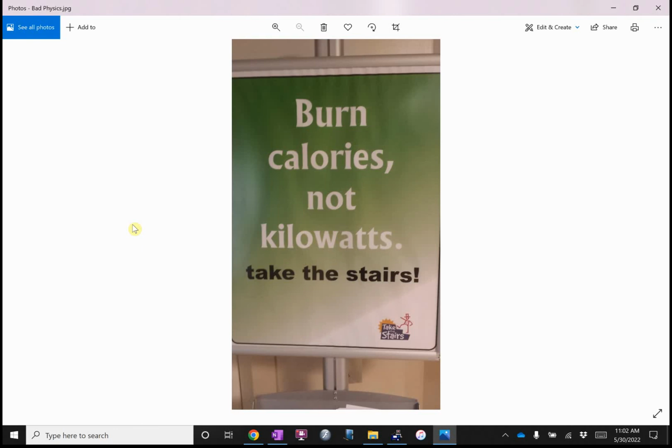Those units don't match. Calories is a measure of food energy. Kilowatts is a measure of power. It should say something different. To me, it should say burn calories, not kilowatt hours. Burn food energy, not electrical energy from the grid. Take the stairs. Bad units.